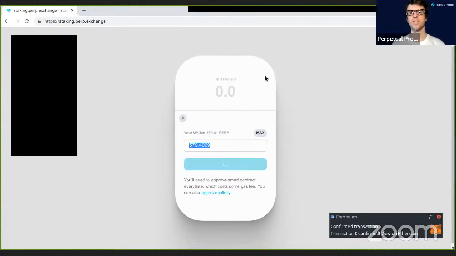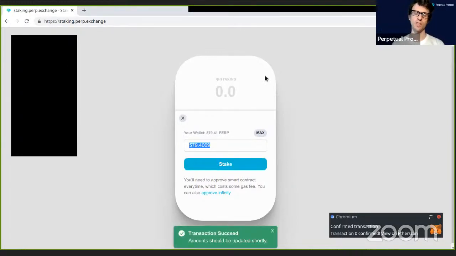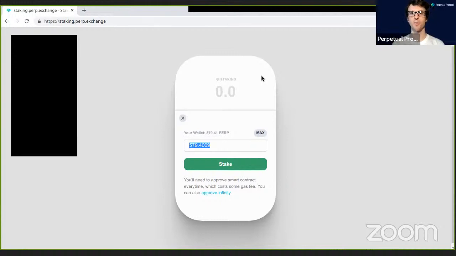Now, the reason behind this is that the goal of staking for Perpetual Protocol is to provide a backstop for the exchange at perp.exchange that Wei Ting will show us in a minute. There's a slight delay. You have to wait while you're unstaking your tokens.